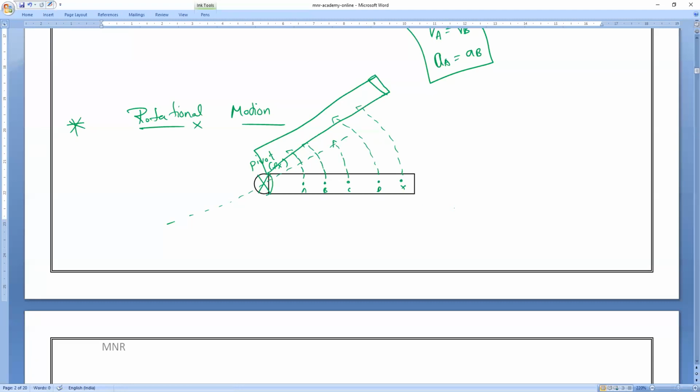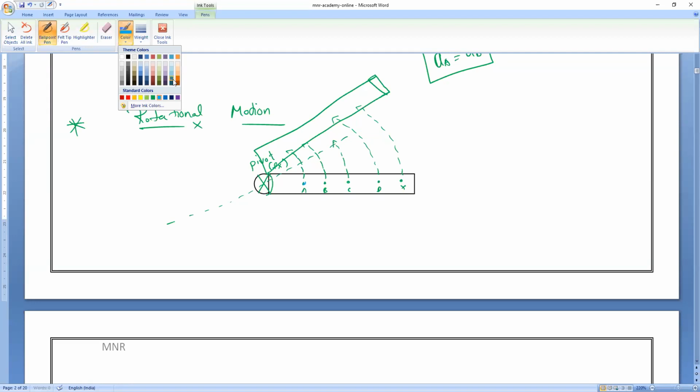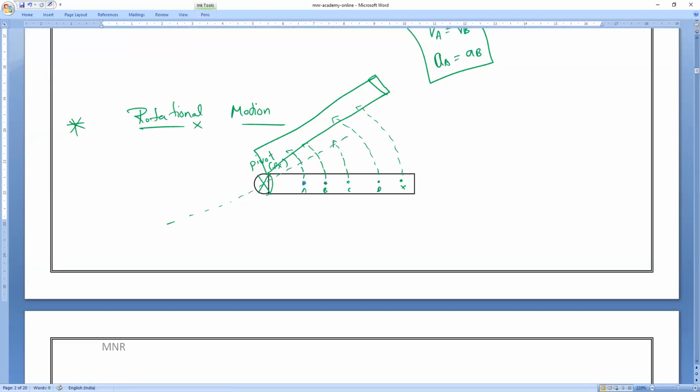If you notice here, whether I take particle A or particle B or particle C, every particle is in the same motion. What is that motion? About a fixed point. Every particle is traveling in the same kind of path. What is that path, guys? Which motion? Circular motion, not translation motion.